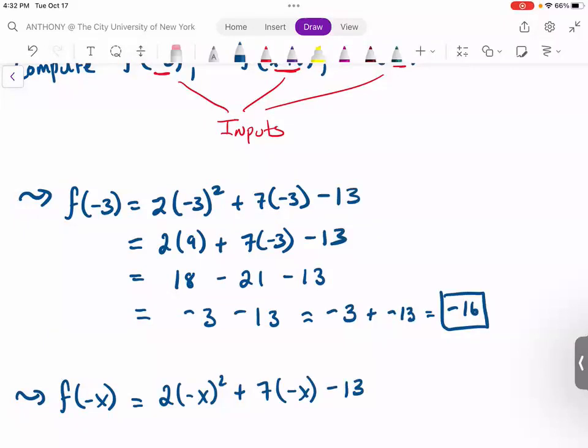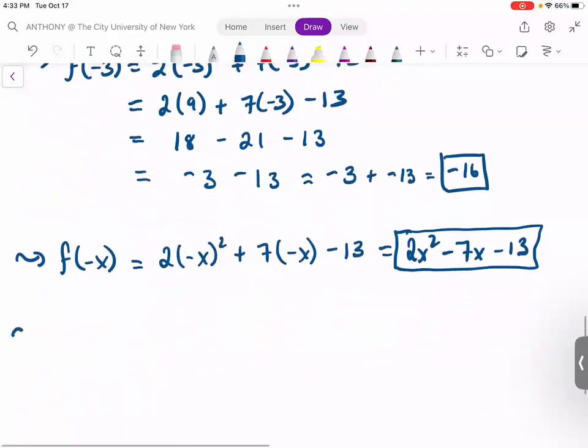Now, what is (-x) squared? Not x, but x squared. Anytime you square a negative number, the result is always positive. So you're going to get 2x squared. 7 times -x is -7x, and minus 13. There's nothing to simplify here or combine any like terms, so this will be your final answer. Let's do the second one, which I skipped, only because that one's a little bit more lengthy.